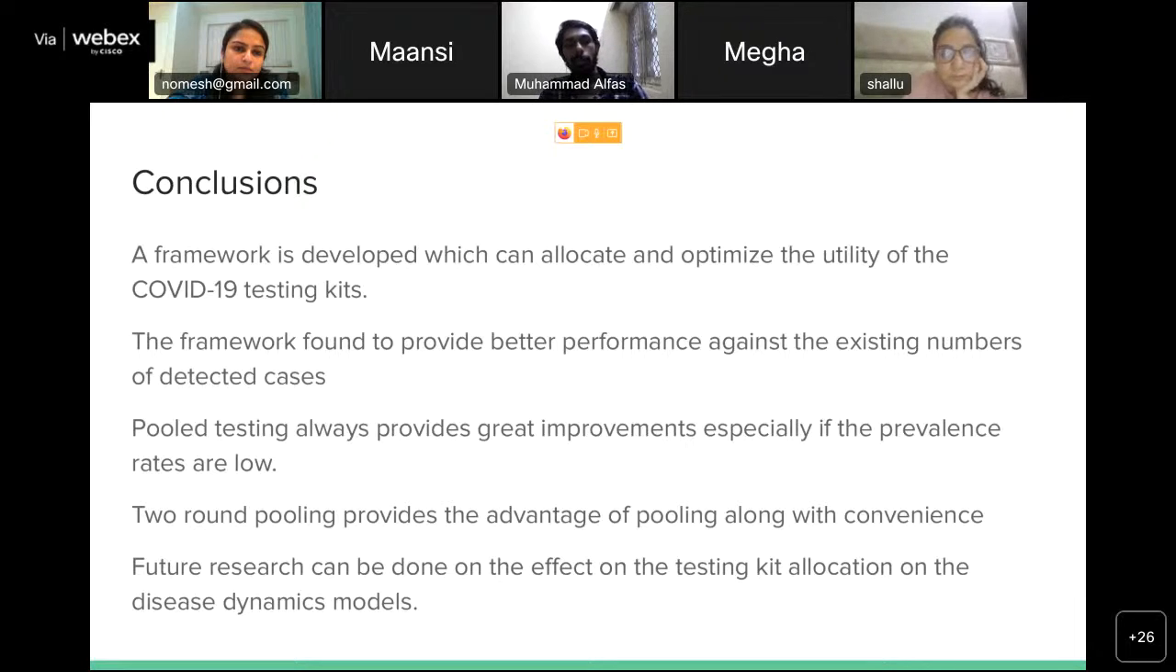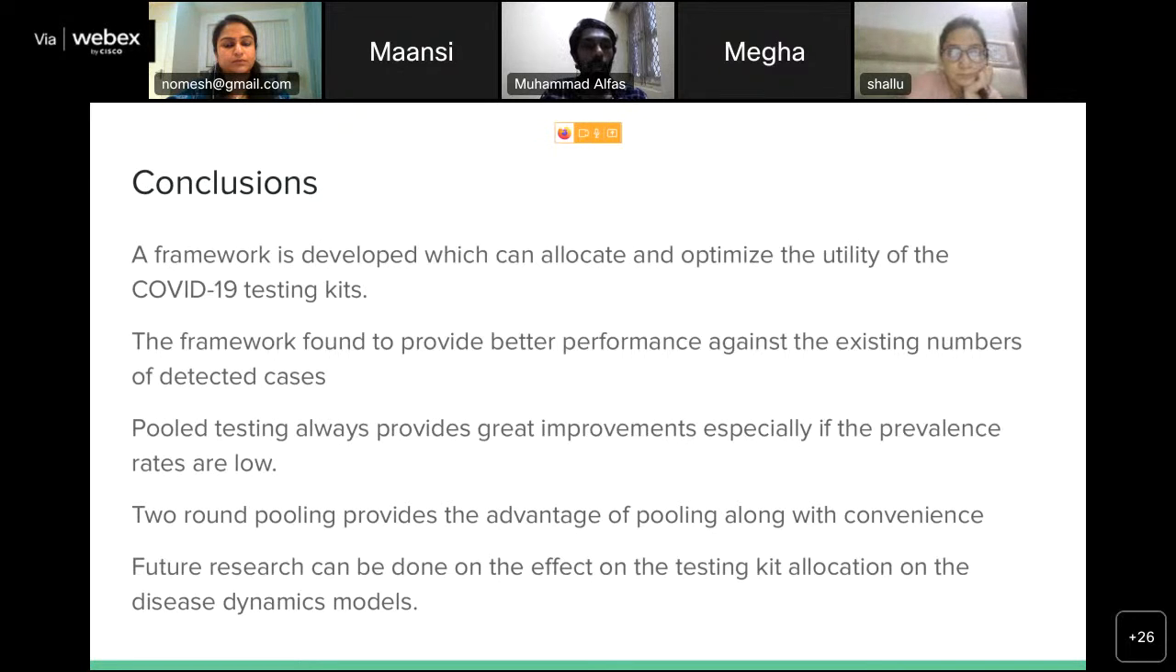The major reason why people don't use pooled testing is not mathematical, but mainly medical. If there is no proper medical guidance on how to do pooled testing, we cannot do it. That was the major reason why we didn't use pooled testing during COVID-19.